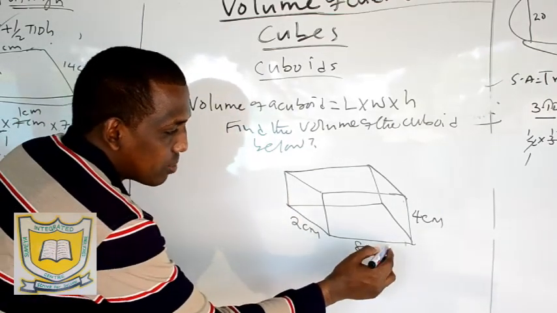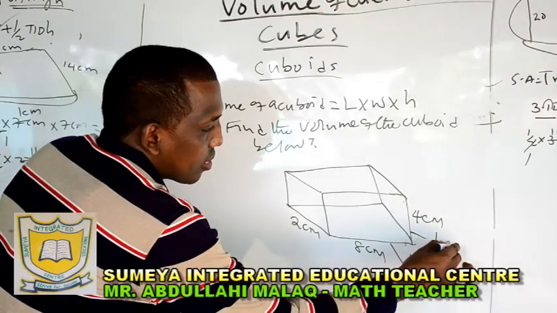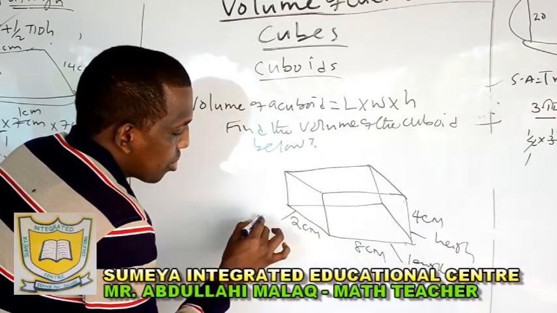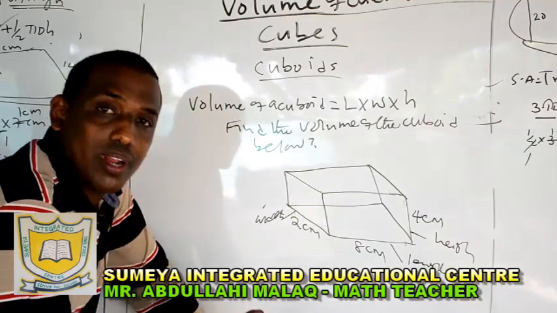Length, this is the length. Remember, this is always called the length. And this is the height. And this is the width. So that is how we do. So let us use the formula now.